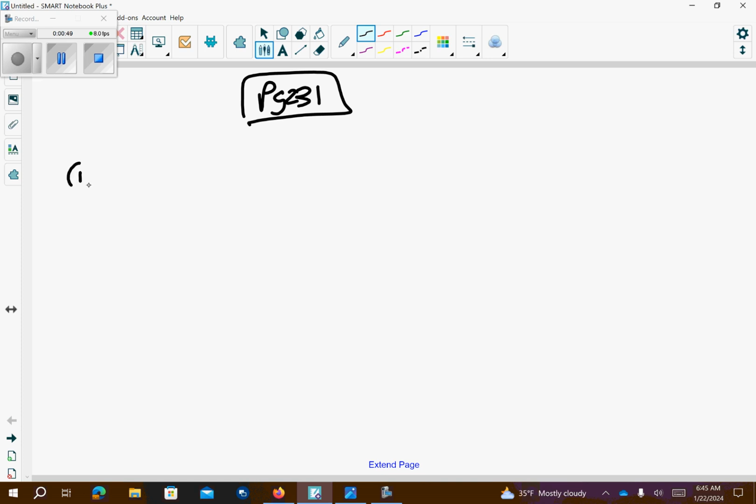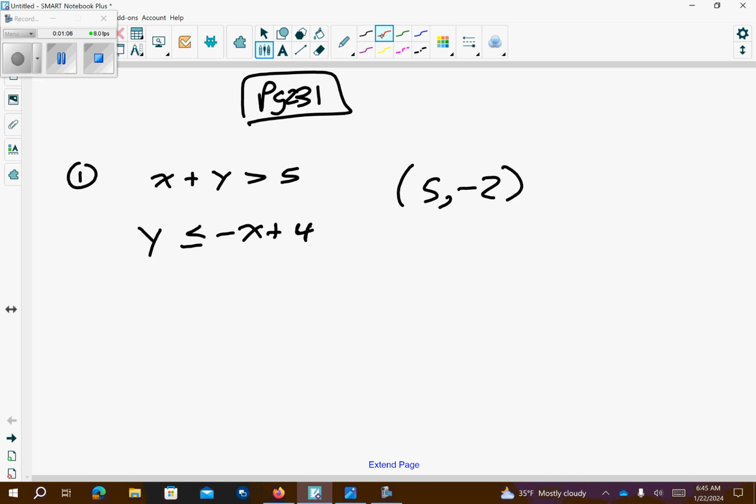Let's take a look at problem number 1. So we're changing our equal sign to the inequality sign, so the greater than or less than signs, okay? Here are two different linear inequalities, and they give us the point (5, -2). So we want to see if this makes a true or false statement. I have an x and a y, so I'm going to plug in for x and y. This is going to give me 5 plus negative 2. Is that greater than 5? Well, if I combine those together, I get 3 is greater than 5.